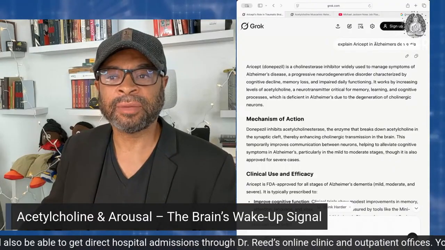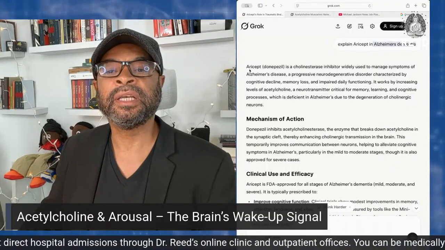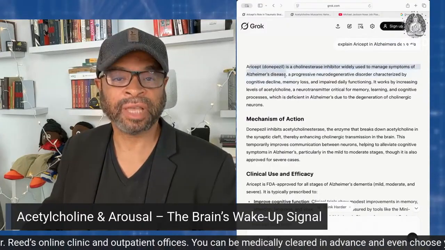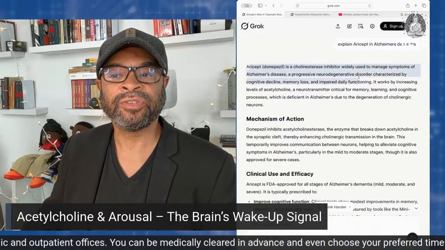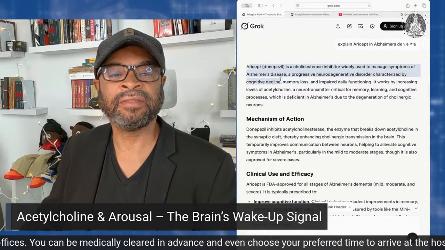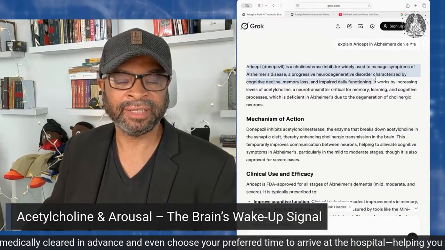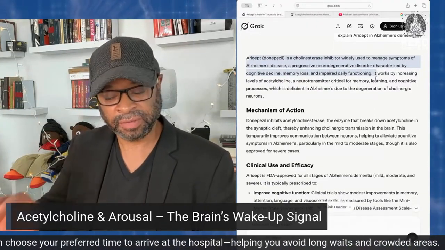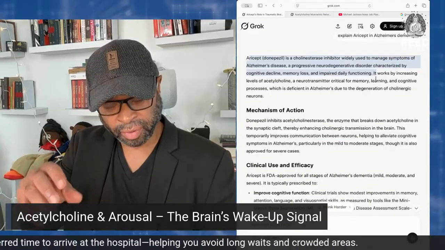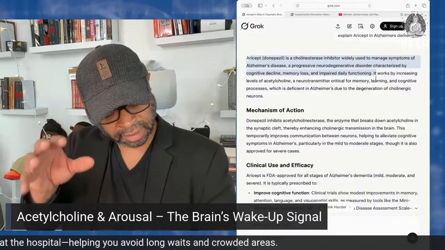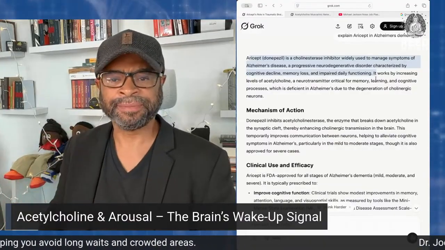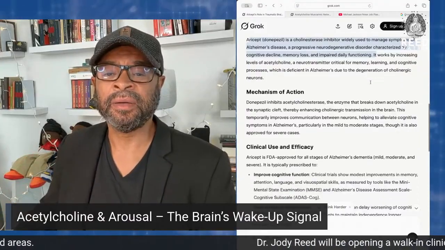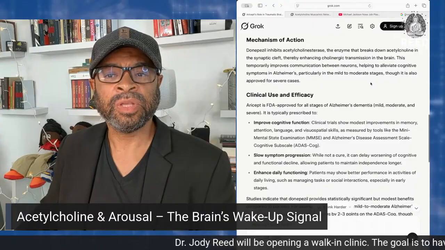So here in Alzheimer's dementia, let me just go through this mechanism again. Aricept is a cholinesterase inhibitor widely used to manage symptoms of Alzheimer's dementia, a progressive neurodegenerative disorder characterized by cognitive decline, memory loss, and impaired daily function. So Aricept really focuses on those memory problems, and then you start to see them over time have a diminished awareness or diminished alertness, things like that. So this is why we use Aricept in this case.